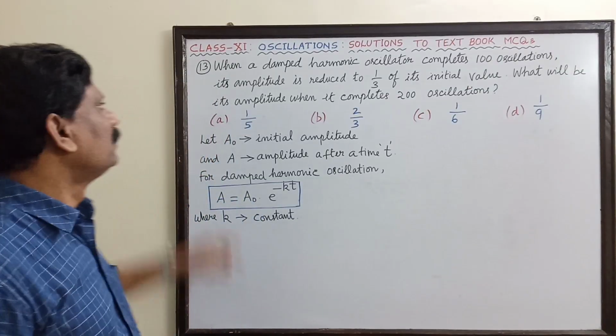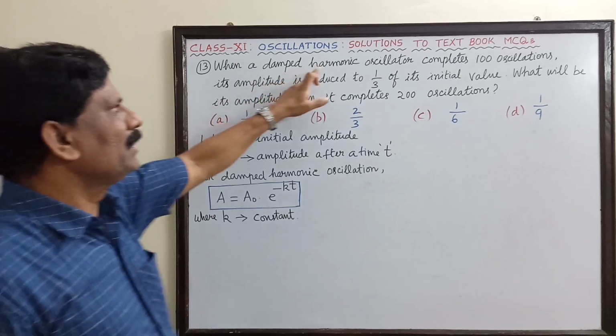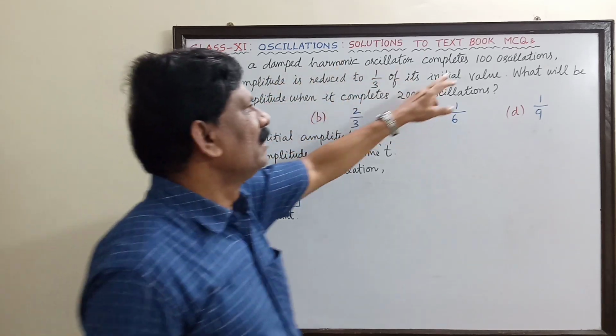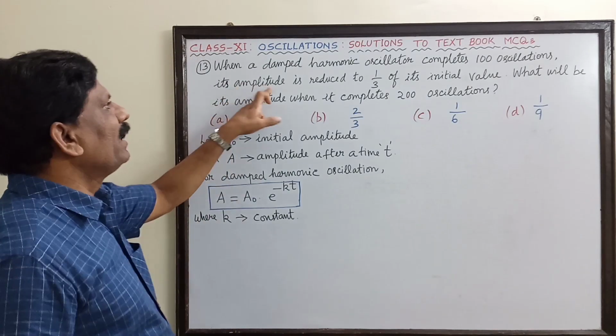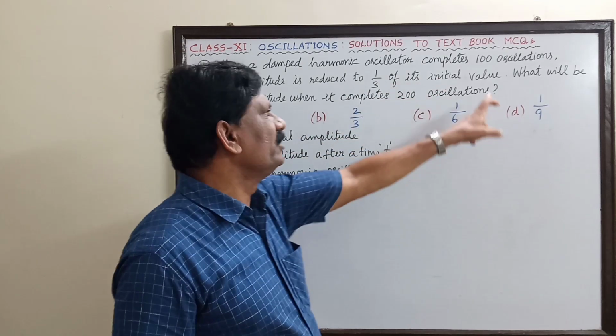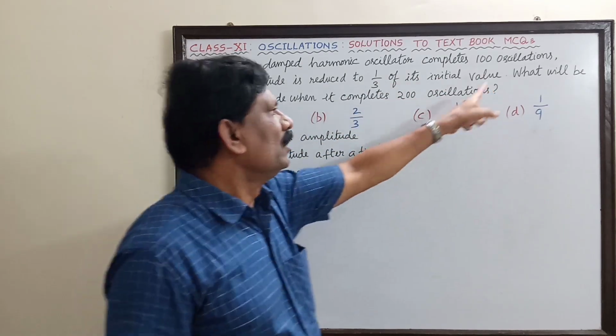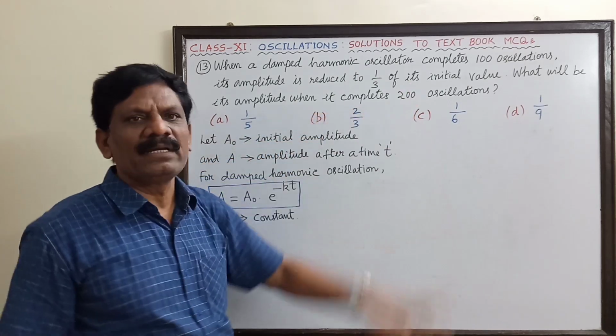Hi students, question number 13. When a damped harmonic oscillator completes 100 oscillations, its amplitude is reduced to 1/3 of its initial value. What will be its amplitude when it completes 200 oscillations?